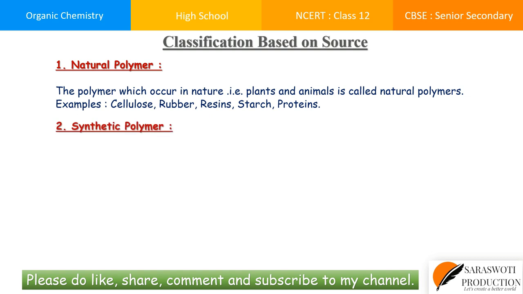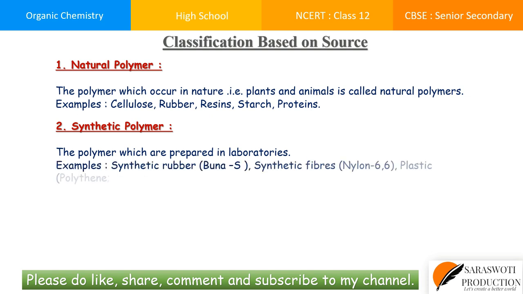Number two comes synthetic polymer. Now what are these? The polymers which are prepared in laboratories. Very simple and to the point. Examples are synthetic rubber like Buna-S, synthetic fiber like nylon 6,6, plastic like polythene or polyvinylchloride. Okay. And third comes semi-synthetic.